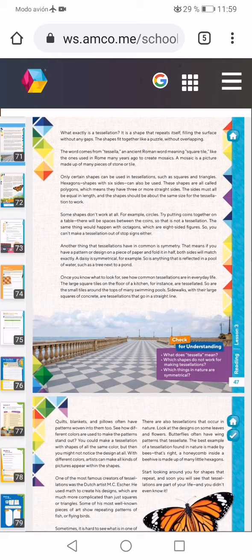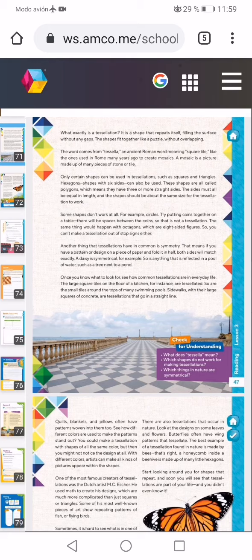For example, circles. Try putting coins together on a table. There will be spaces between the coins, so that is not a tessellation. The same thing would happen with octagons, which are 8-sided figures. So you can't make a tessellation out of stop signs either.